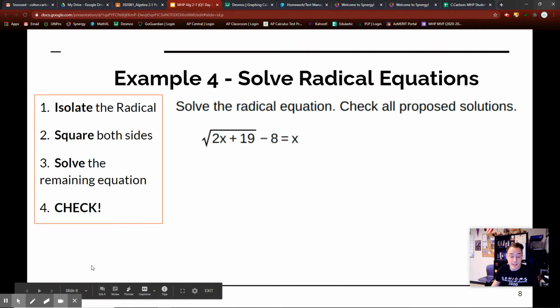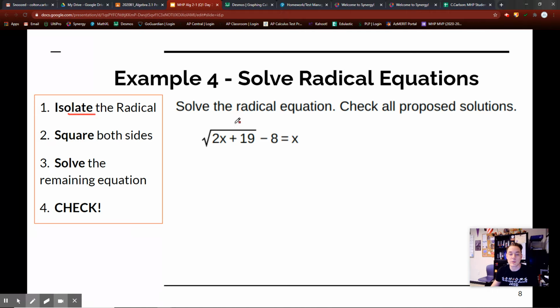Okay, this next one, it's a little bit different only because it's not isolated. So what do we need to do first? We do need to isolate that. So I'm going to take 2x and then plus 19. And then once I isolate that, I'm going to add the 8 over. So this is x plus 8. And now it's literally exactly like before. I can square this. I can square this.